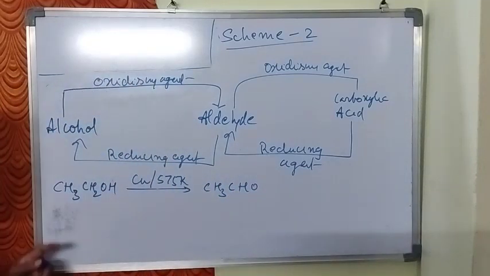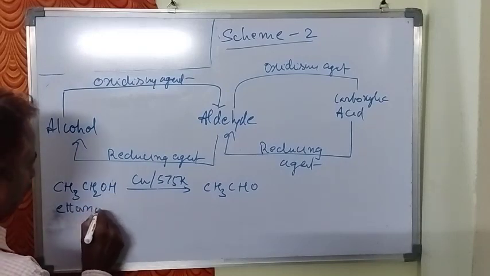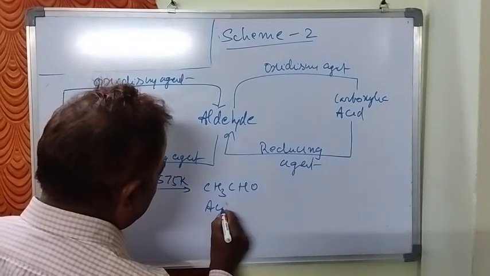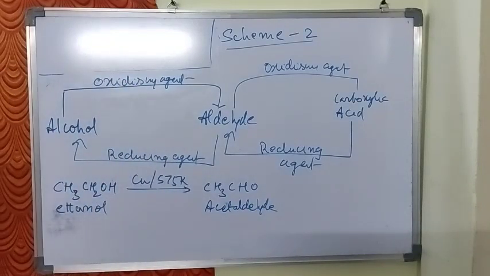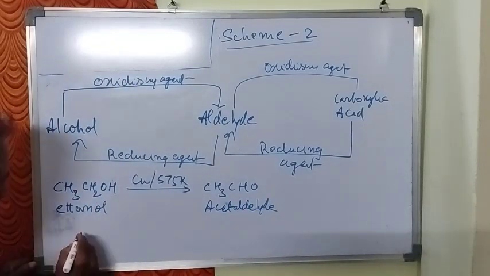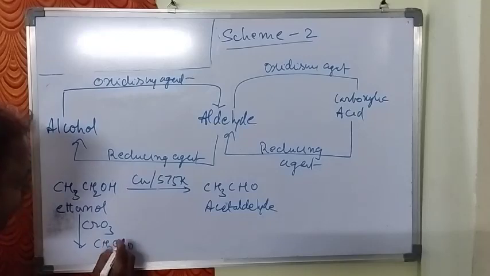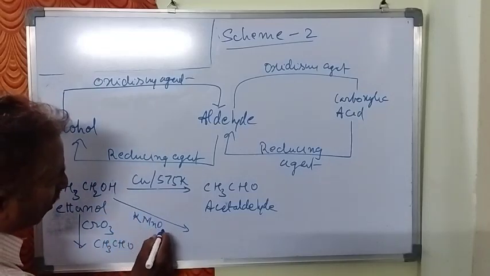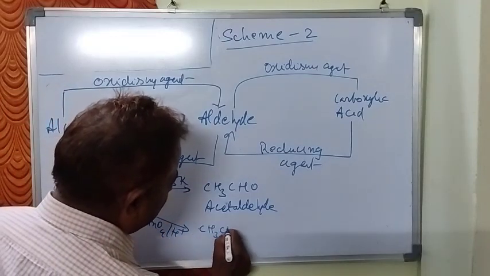CH3CHO. This is ethanol. This is acetaldehyde. Ethanol, acetaldehyde. What are the other oxidizing agents? CrO3. So this is ethanol, CrO3. We get CH3CHO. Right. Now if we use KMnO4, acidified permanganate, we get aldehyde, CH3CHO.